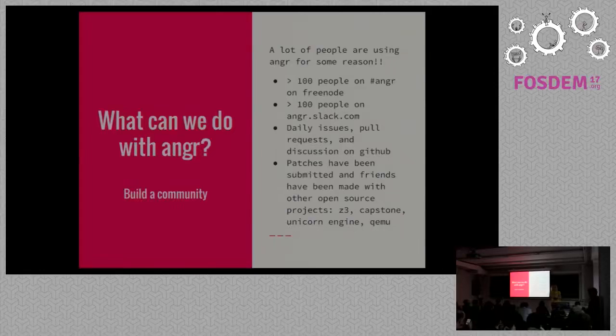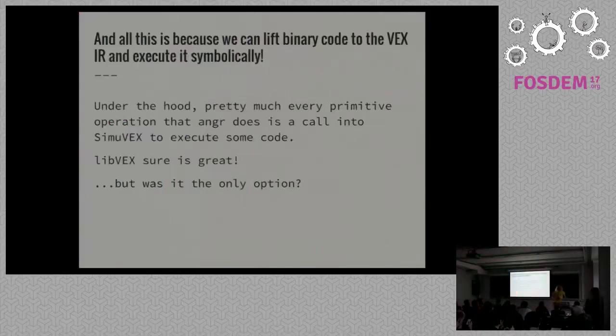And what we've also done is make friends with other open source projects that we use. For example, Z3, Capstone, Unicorn Engine, Creamer. I've mostly made patches to those systems and then submitted them and had them accepted. And for some of these, for Z3, Capstone, well, not quite Capstone yet, Capstone's being finalized, but Unicorn Engine, I manage package distribution for some of those things. So we're making friends. We're doing lots of good things out in the open source world, so that's fun. And ultimately, all this is possible because we can lift binary code to VEX and execute it symbolically. That's the primary operation down here.